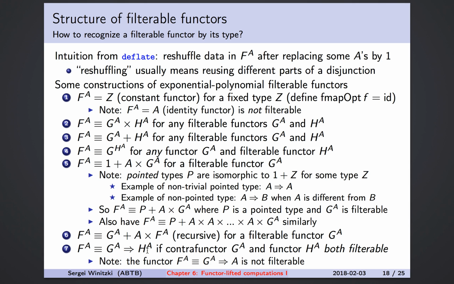And the final construction is that you take some contrafunctor, which has to be filterable as well, and that function gives you a filterable functor. Here's an example of something that's not filterable again. Even if this is filterable, this is not filterable, and so this entire thing is not filterable.